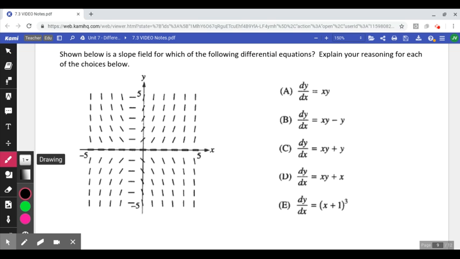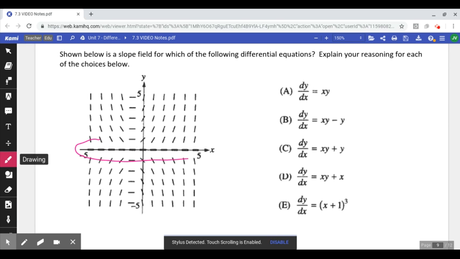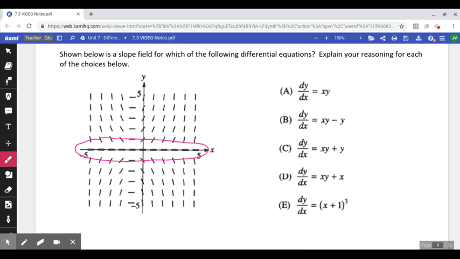We've got this area right here, and this is where y is equal to zero. So wherever y is equal to zero, we need the slopes of those tangent lines to be zero. And then over here, we also have a situation where all of the slopes of the tangent lines are zero, and that happens to be when x is equal to -1.